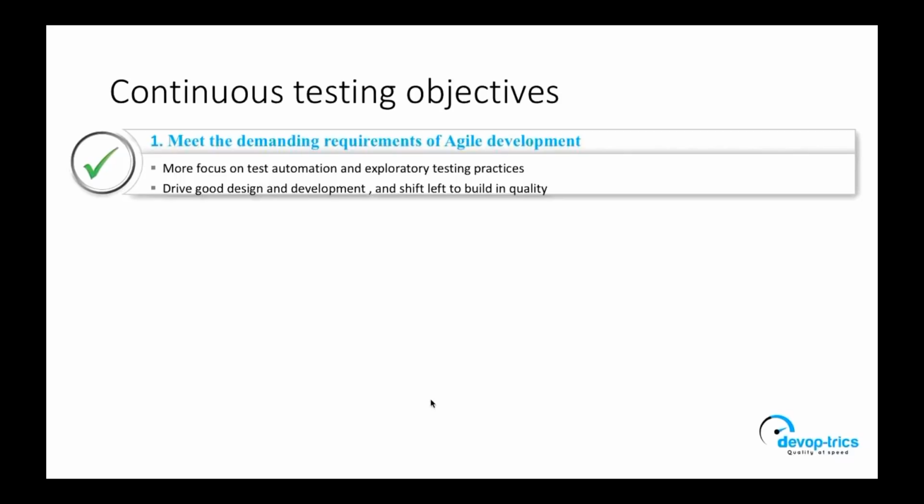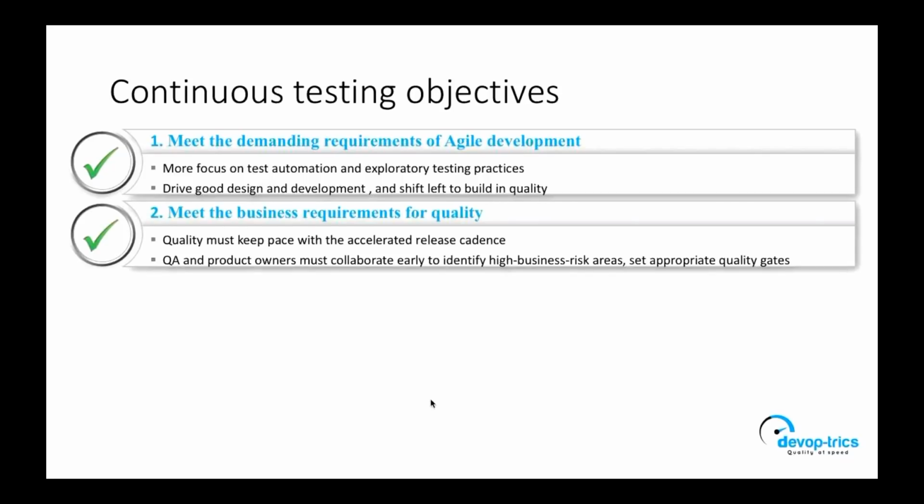And again, driving good design and development and shift left to build in quality. For example, good design is very important for good continuous testing. If you develop an application with a good API interface, then even if the graphical user interface is not ready, we'll be able to build test automation very early in the life cycle, even before the real code arrives. So all these are important objectives that we as testing teams need to look into.